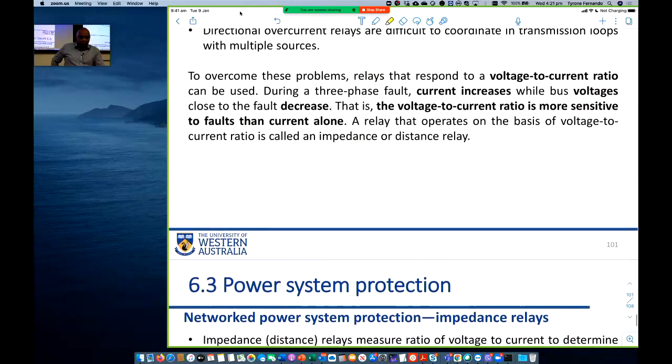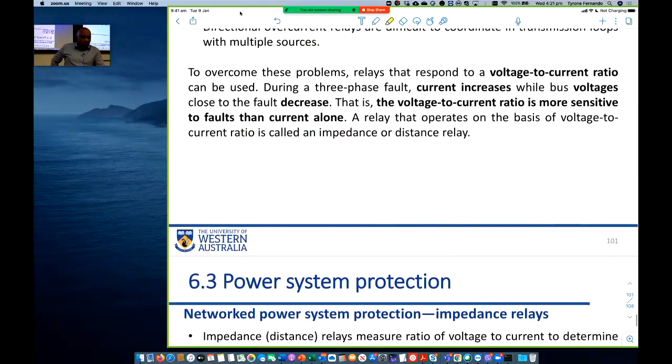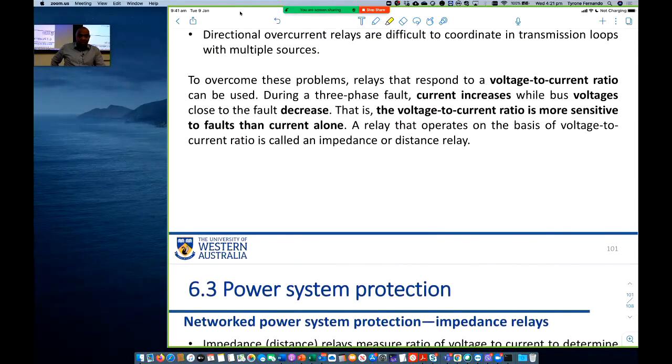To overcome these problems, relays that respond to voltage and current ratio can be used. So instead of the relays that we talked about so far, which respond to just overcurrent, or overcurrent and direction, there can be relays that respond to the ratio of voltage to current. Because when there is a fault, the current will increase and the voltage can drop.